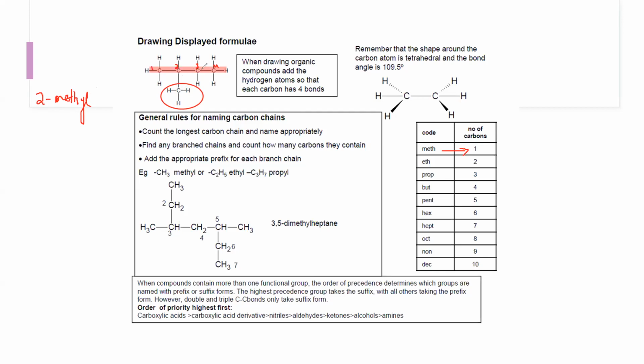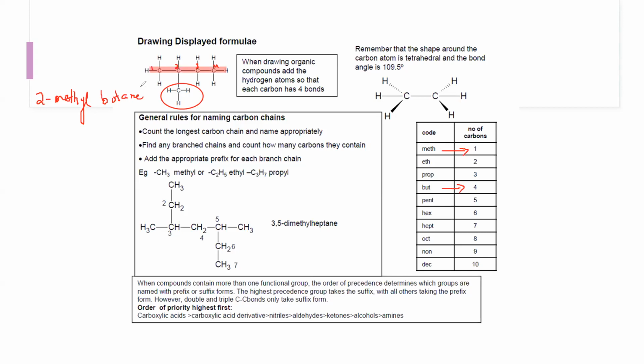So 2 methyl. And there are 4 carbon atoms. So when 4 carbon atoms are there, what is the prefix used? That is but. Because they have a single bond throughout the structure, we call that ane. So actually it is 2-methyl butane. Is it clear? The first example, the name of this compound.